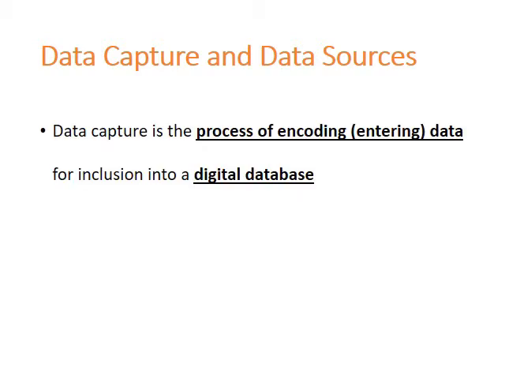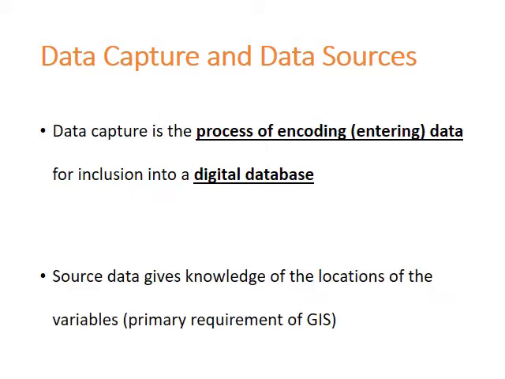Basically, data capture, when you try to define, is the process of encoding or entering the data for inclusion into the digital database. GIS is basically creating a digital database for further analysis, and all the source data gives us a knowledge of the locations of the variables, which is one of the primary requirements of the GIS. Any point on the earth, if you take, has its unique location, and we make use of that information to bring that into a GIS platform, and the quality information of that particular located object will be given as an attribute table.